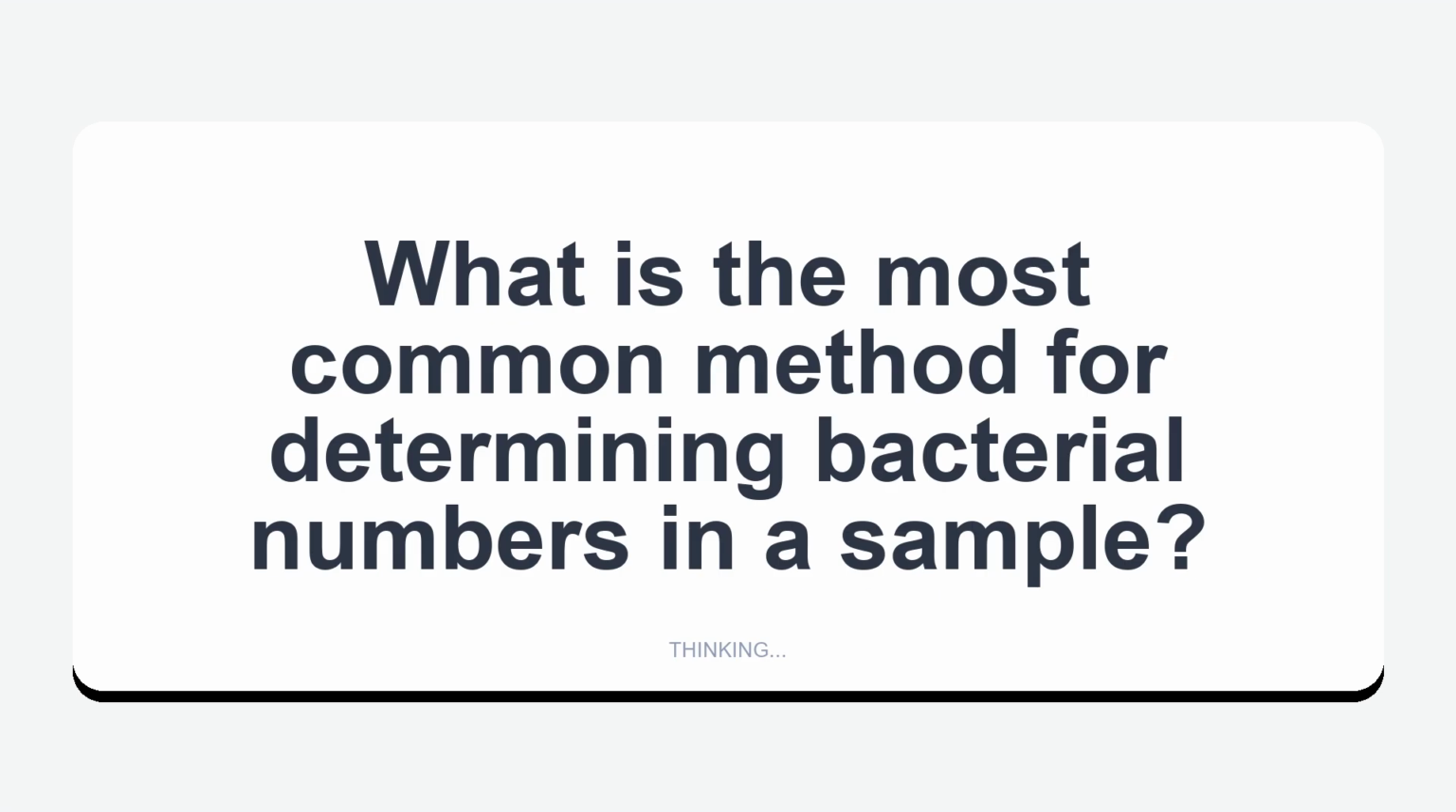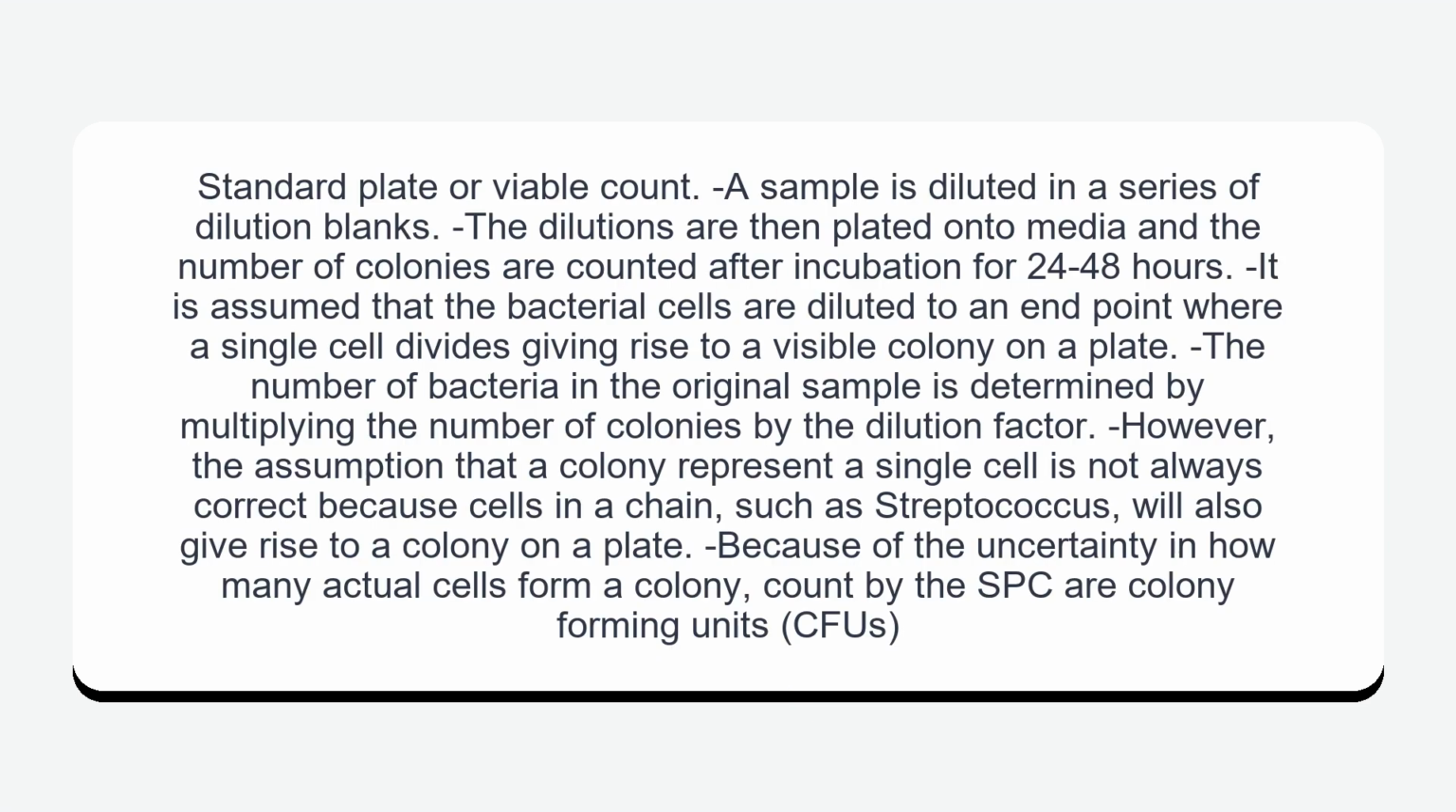What is the most common method for determining bacterial numbers in a sample? Standard plate or viable count. A sample is diluted in a series of dilution blanks. The dilutions are then plated onto media and the number of colonies are counted after incubation for 24 to 48 hours. It is assumed that the bacterial cells are diluted to an endpoint where a single cell divides, giving rise to a visible colony on a plate.